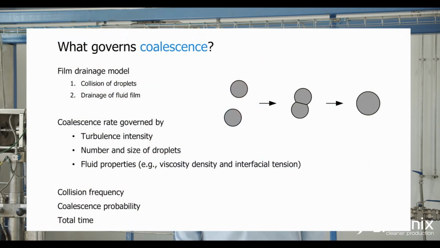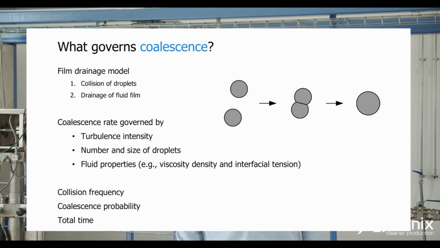So what is coalescence and what governs droplet-droplet coalescence? A very often used model to describe droplet-droplet coalescence is the film drainage model. It consists of 2 steps: collision of droplets and then the drainage of the fluid film. In the figure here you see first 2 droplets that collide, and then the film between those 2 droplets is the fluid film that has to be drained for the droplets to join and become one larger.